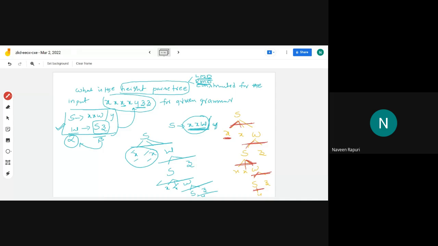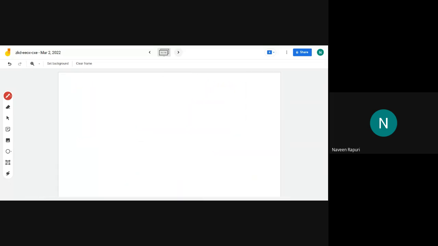So take one more example, sir. S derives A S or A B, and A derives small a, capital B derives B C or small d B, and capital C derives small c. So this is the given grammar, sir.